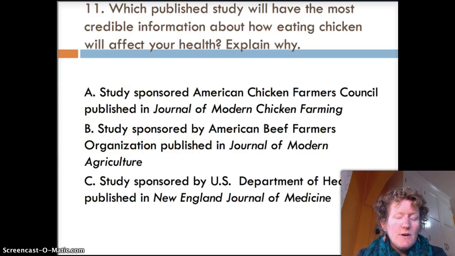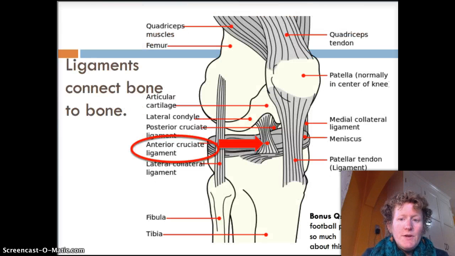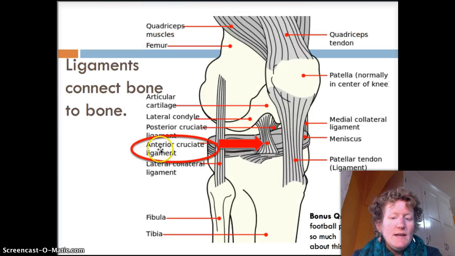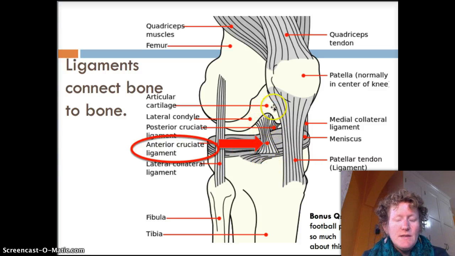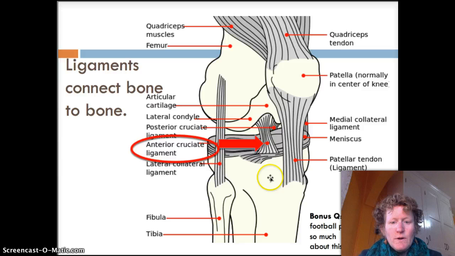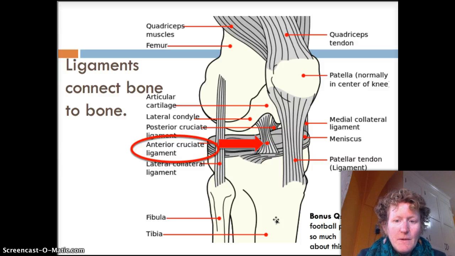Okay, there is one extra credit question on this lab. We'll talk about the ACL, or the anterior cruciate ligament. Ligaments connect bone to bone, and this here is the inside of your knee. You can see that the anterior cruciate ligament connects your femur to your tibia. The tibia is like the big bone that you hit when you slam into the coffee table in the dark. It's your shin bone.